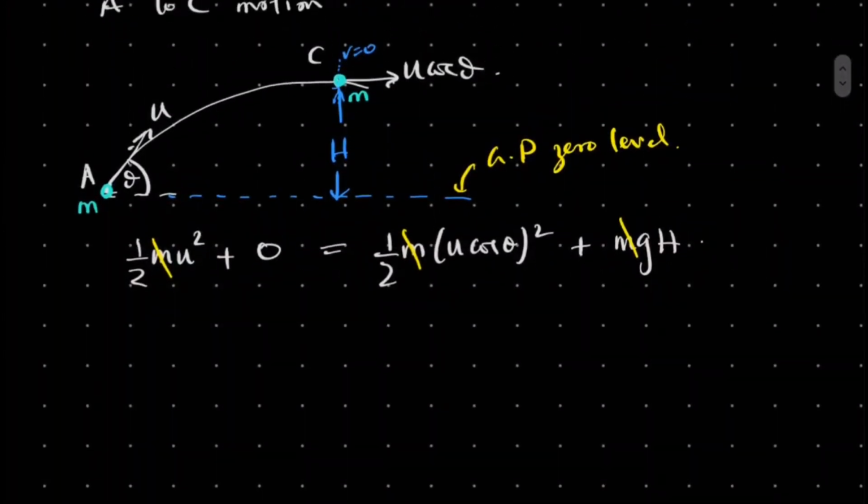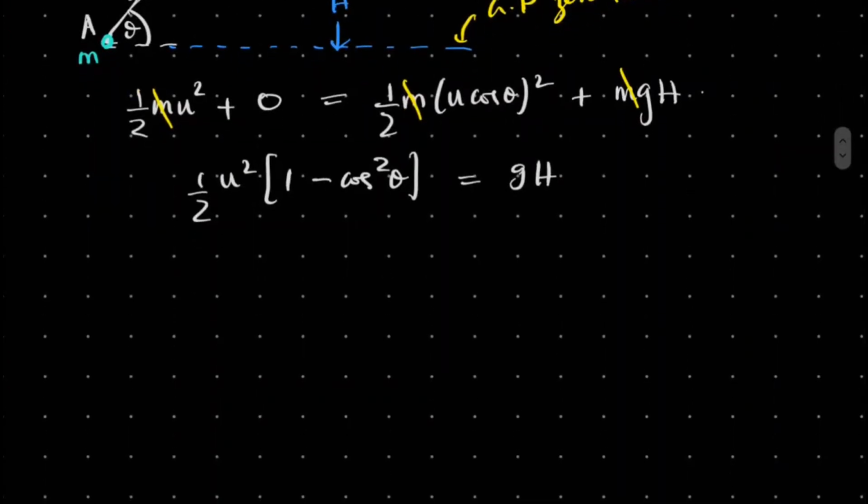But this one needed the mass to write down, but although it needed the mass, it does not dictate what the value of capital H is. That's really interesting. Now if I simplify, I can take a half u squared out. So here I'm left with the 1, and this part is going to be cos squared theta. Coming to this side, it's going to be minus cos squared theta, and this side is going to be gh. We need a little bit of trigonometry to move on from here.